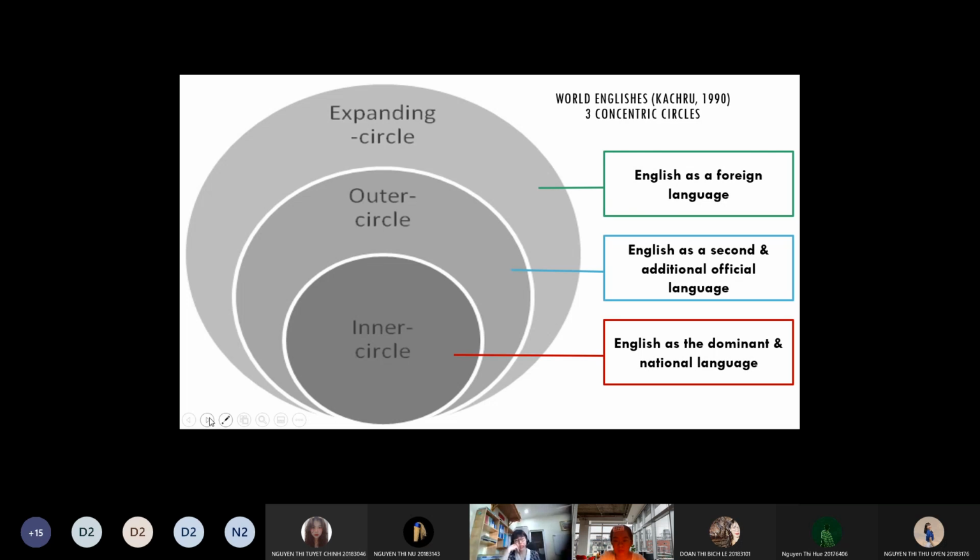Do you think teaching English in the countries in the outer circle is different from that in a country in the expanding circle, and how?